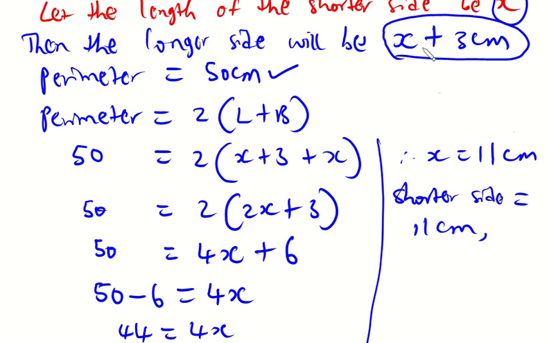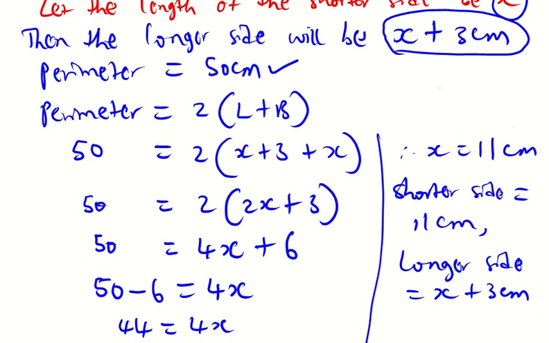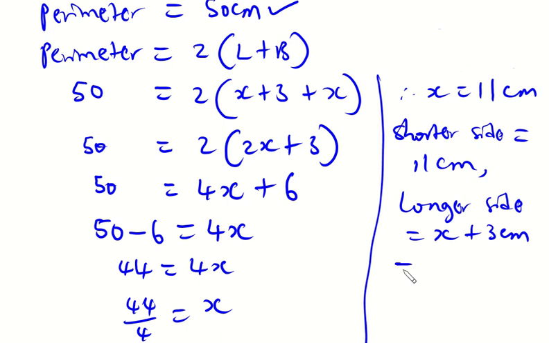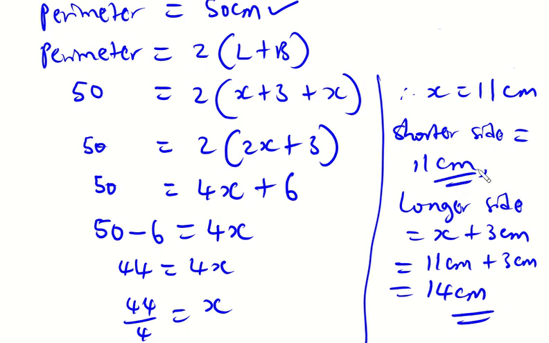Now, what is the longer side? The longer side is x plus 3 centimeters, and we already know what x is, just substitute into that. What's x again? x is 11. So just write 11 centimeters plus 3 centimeters. And that's what? 14 centimeters. So the longer side is 14 centimeters, and the shorter side is 11 centimeters.